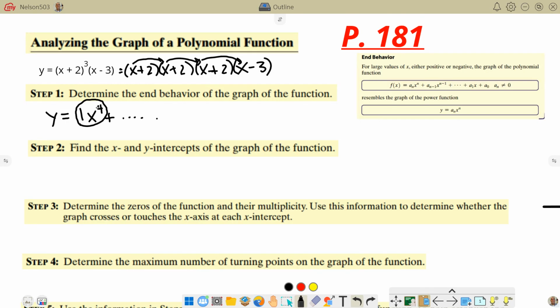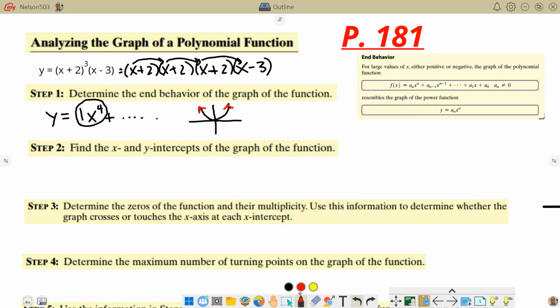Now, an x to the 4th polynomial, if it was just 1x to the 4th, you really, just by visual, can't really tell the difference between x to the 4th and x squared. It looks like a parabola. So do you notice at the ends, I'm going to highlight the ends are going up on both sides. If it was a negative 1x to the 4th, it would be going down on both sides, okay?